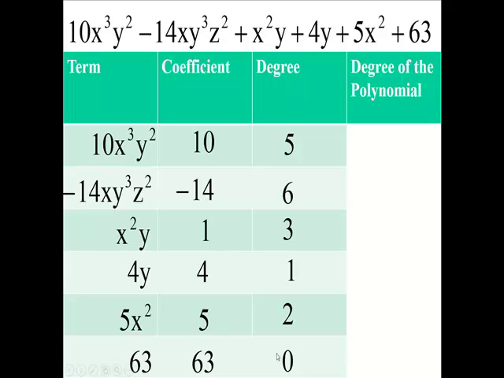Okay, so it's 0. Now, the degree of the whole polynomial is the highest of one of these degrees. Which one's highest? Not 5, but what? 6 is the biggest number. So 6 is the degree of the whole polynomial.